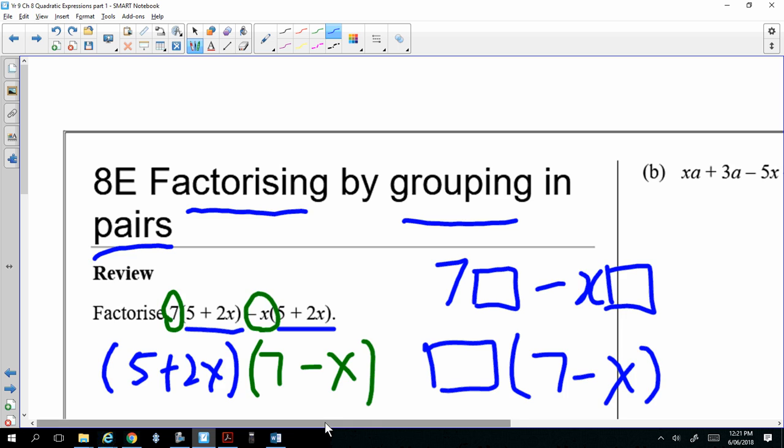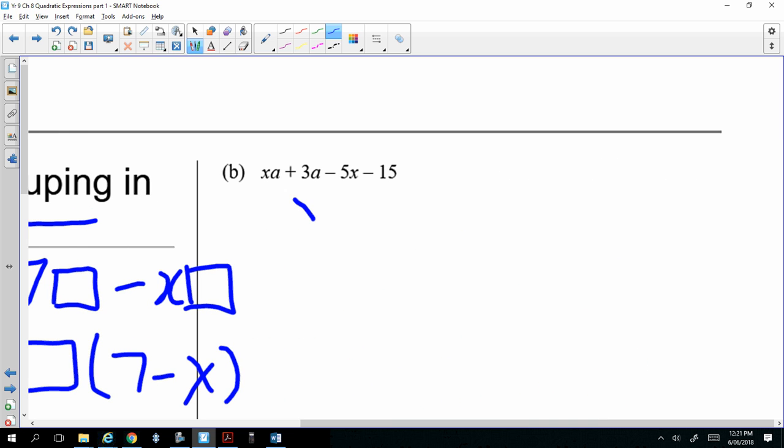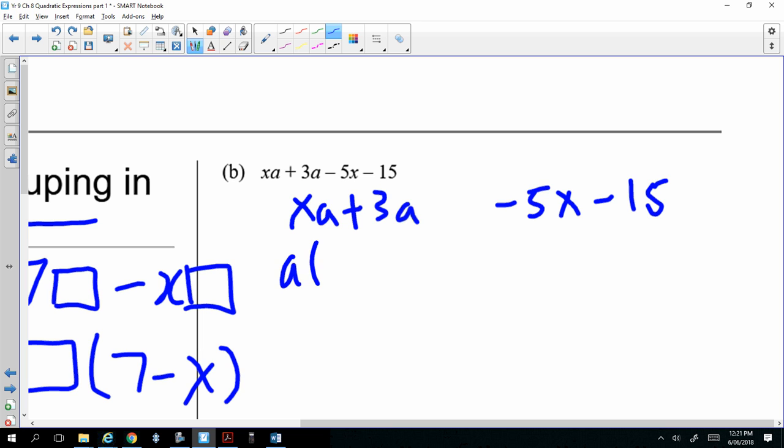Two groups: xa plus 3a, and the other group is negative 5x, negative 15. This one's a little bit harder because it involves a negative. Now let's look at the first pair. What's common? A. So write a outside the bracket, x plus 3. That's common. Now the second bit is a little bit harder.